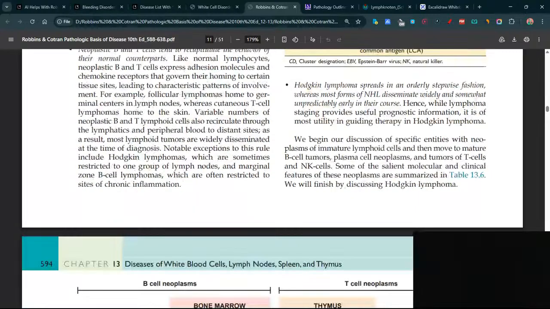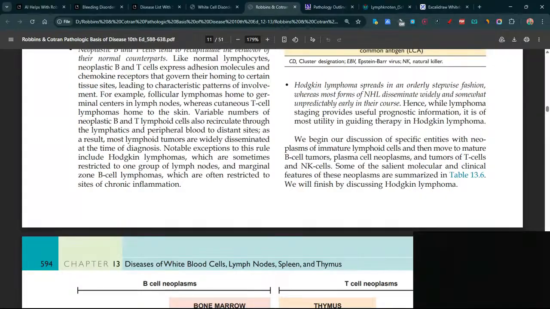So most lymphoid cancers spread all over the body because normal immune cells naturally travel through the blood and also lymph nodes.